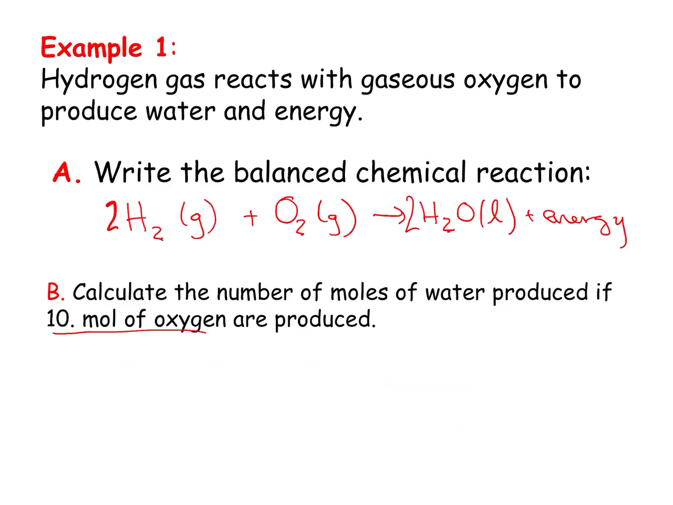Calculate the number of moles of water produced if 10 moles of oxygen are produced. Okay, so I write down my given. Okay, so what I'm going to do is I'm going to go up here and I'm going to say this is what I know. I seek moles of water. This is what I seek. So, conversion factor, coefficient of what I seek. Coefficient is 2.